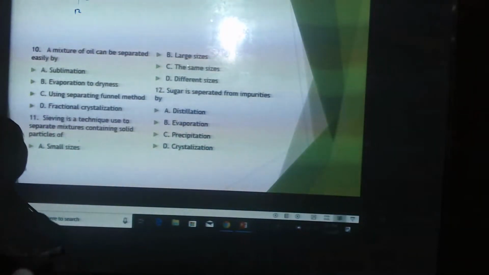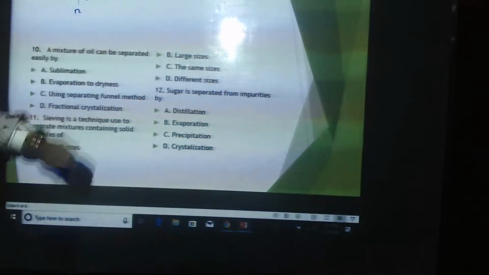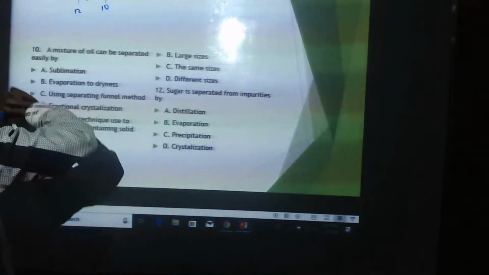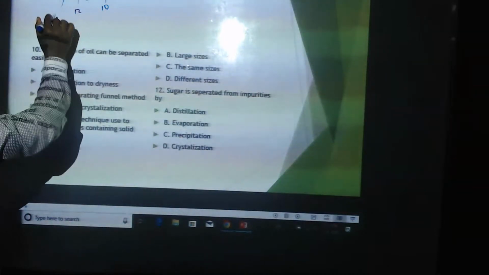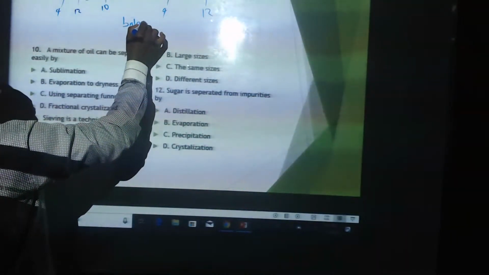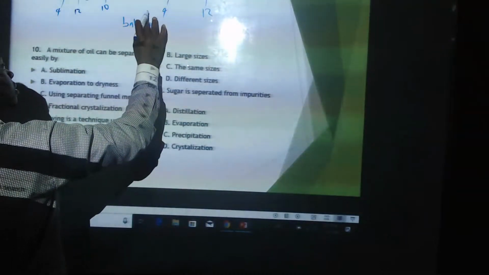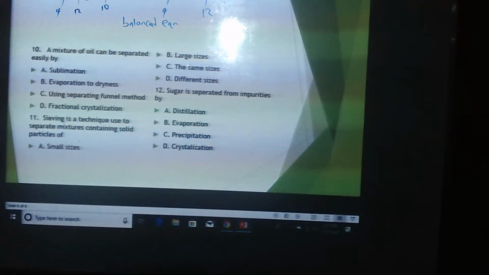Now this is very, very simple. Just go: this is 5. 5 times 2 is 10. So your oxygen is 10 here. Your hydrogen is 12. Your nitrogen is 4. Your nitrogen is 4. The oxygen here is now 10. Hydrogen is 12. This is a balanced equation.